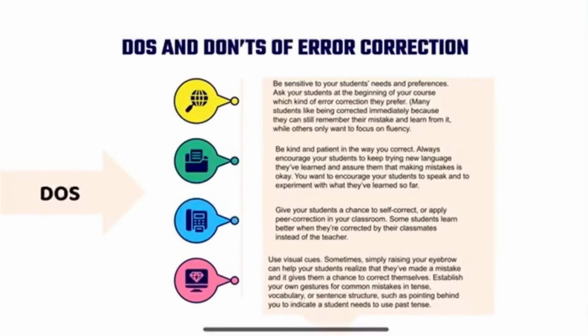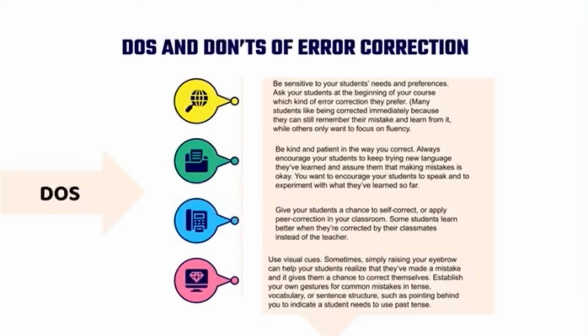Next, do's and don'ts of error correction. First, the do's. First, be sensitive to your students' needs and preferences. Ask your students at the beginning of your course which kind of error correction they prefer. Many students like being corrected immediately because they can still remember their mistake and learn from it, while others only want to focus on fluency.